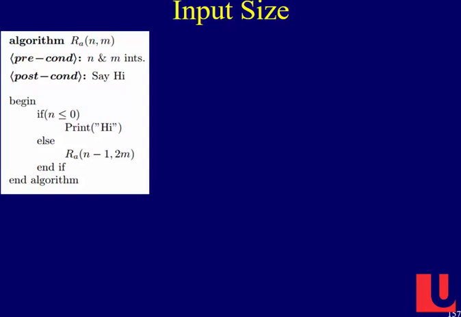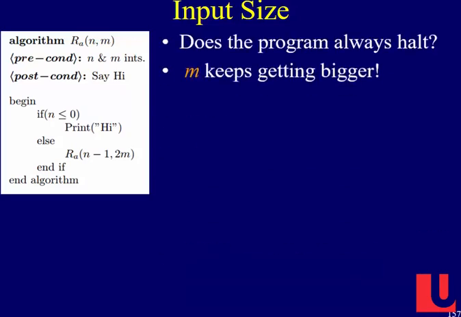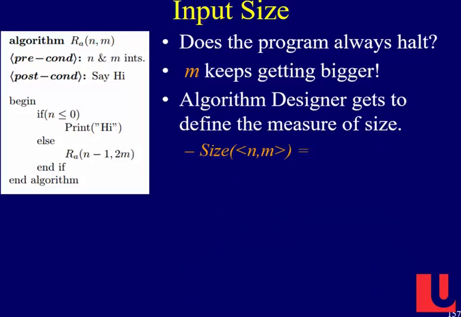And so is our input getting smaller? And if our input's sufficiently small, do we halt? Yes. So does it always halt? M gets bigger, but the algorithm designer gets to decide the size. So here, let's trace out an example and see what happens. I guess we're only recursing once, so I only have one friend.